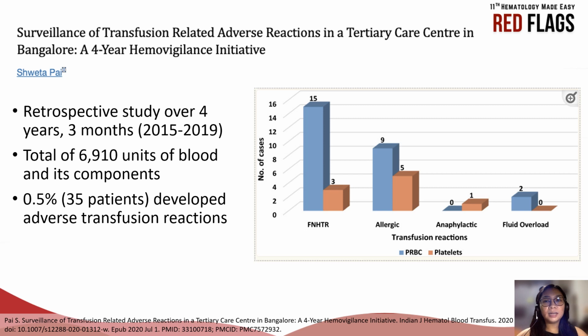There were no delayed reactions recorded, and it was also noted that adverse transfusion reactions were more common with transfusion of packed RBCs as compared to that of platelets. There were no reactions observed with the transfusion of whole blood or that of fresh frozen plasma.